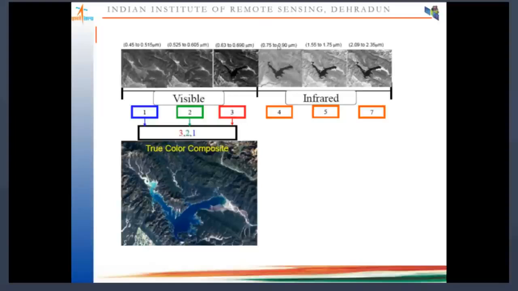Okay. 6 is thermal band, which is not included here. I'm talking in terms of the optical domain, so I'm restricting myself to the range of 0.4 to around 3 micrometers. That is visible plus the reflective portion of infrared.